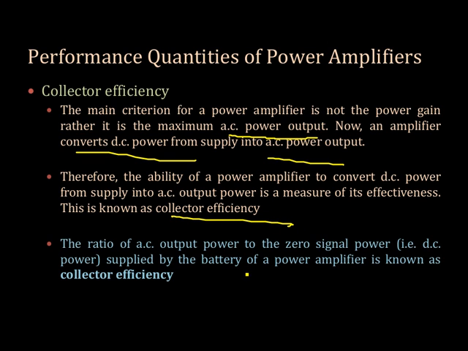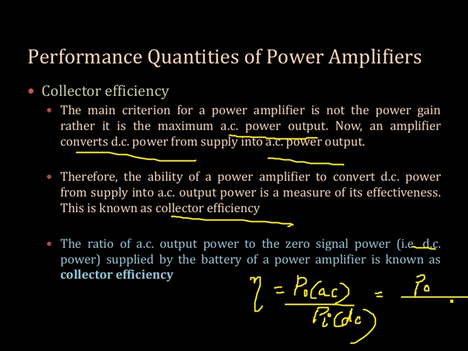What is collector efficiency? The ratio of AC output power to the zero signal power or the DC power supplied by the battery of the power amplifier is known as collector efficiency. So this eta will be equal to P0 AC divided by Pi, which is DC, or P0 divided by VCC ICQ. Okay, this is collector efficiency.